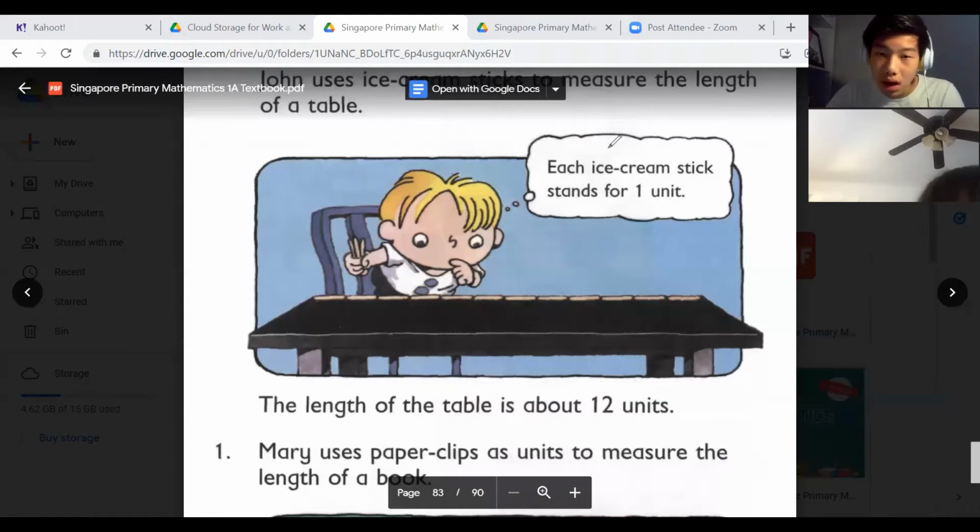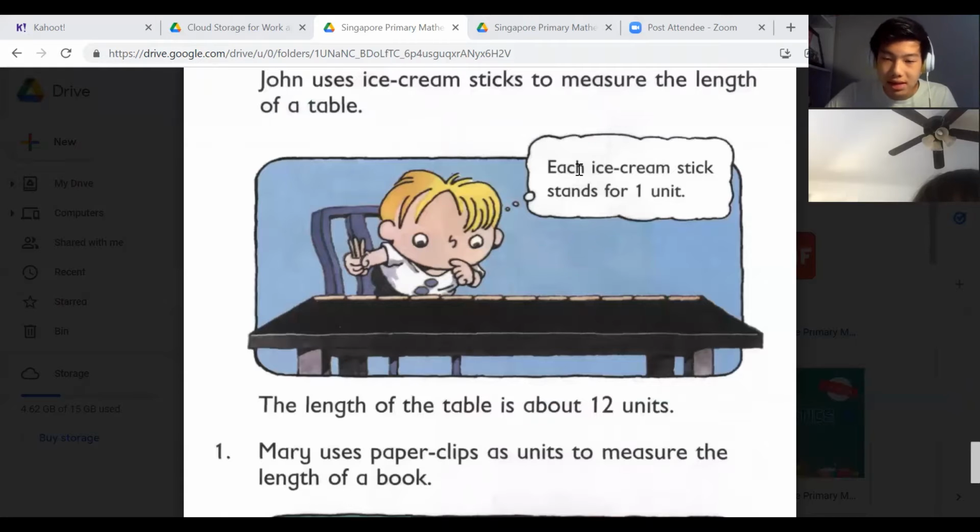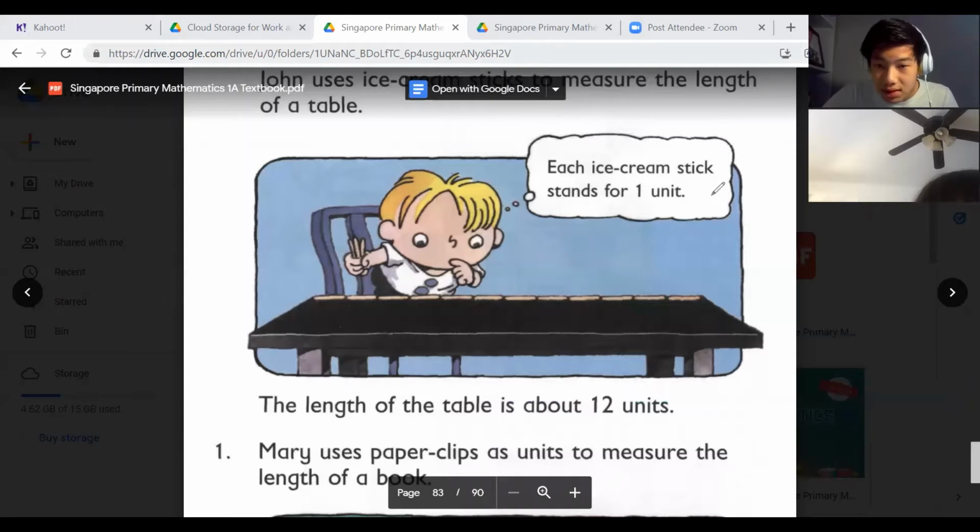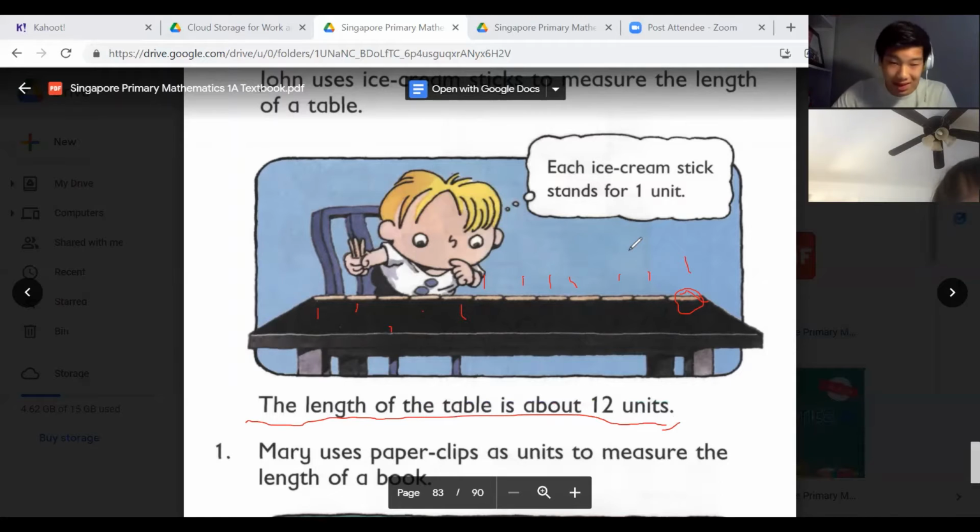But in this case, I think our friend, was it John? Yeah, our friend John chooses to use ice cream sticks. And so he says each ice cream stick stands for 1 unit. So if we count each of these sticks as 1, then we're going to get 1, 2, 3, 4, 5, 6, 7, 8, 9, 10, 11, and 12. So that's why this says the length of the table is about 12 units. 12 units as in 12 ice cream sticks, okay?